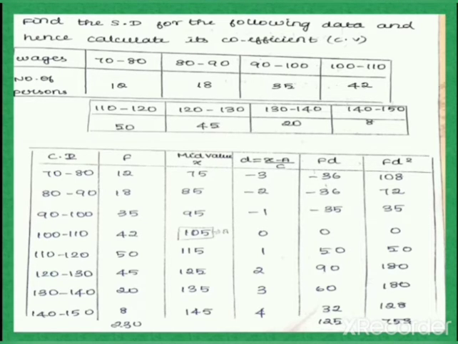And then you have to find the value of summation f. So you have to add all the values in the frequency. You will get 230, which is your summation f, or capital N, the total frequency. And then you have to find the value of summation fd. So you have to add all the values in fd. You will get 125, which is your summation fd. And then you have to add all the values in fd square. You will get 753, which is the summation fd square value.